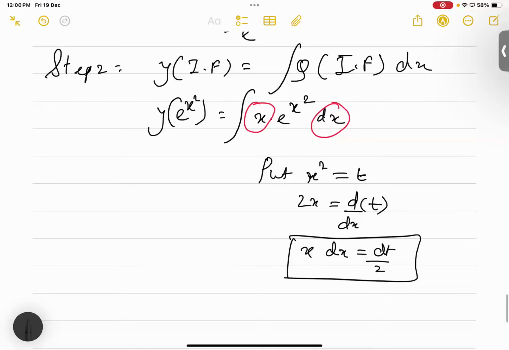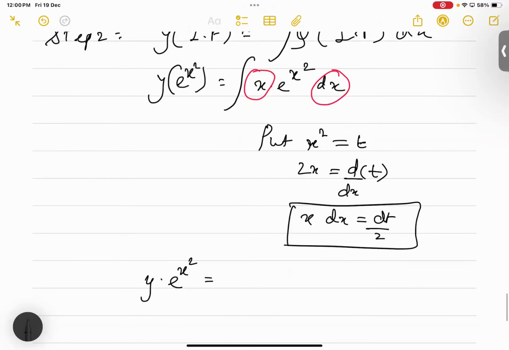x dx is dt by 2. Okay. Left hand side, obviously it will remain as it is. We are not integrating the left hand side. Now everyone over here on the board, this red color circles x dx is dt by 2. Okay. e raised to t. How t? x square is t.